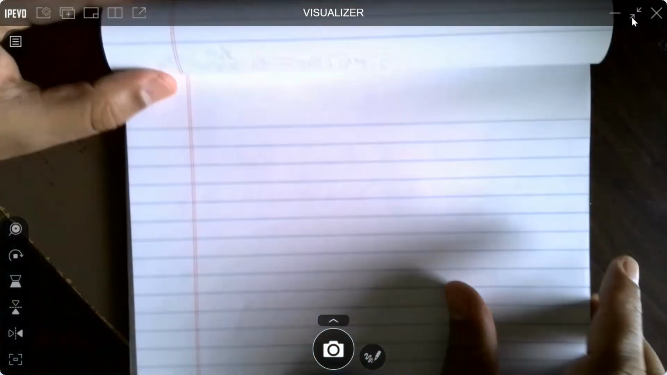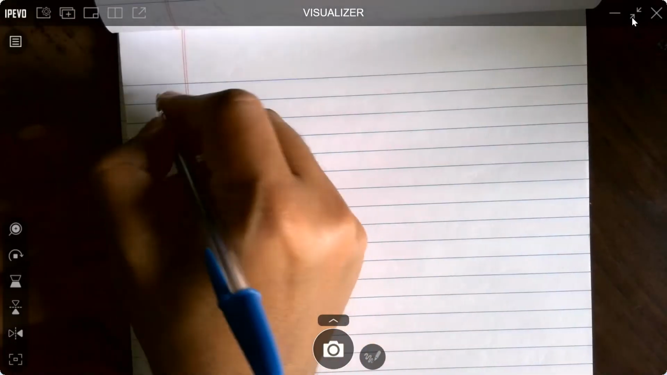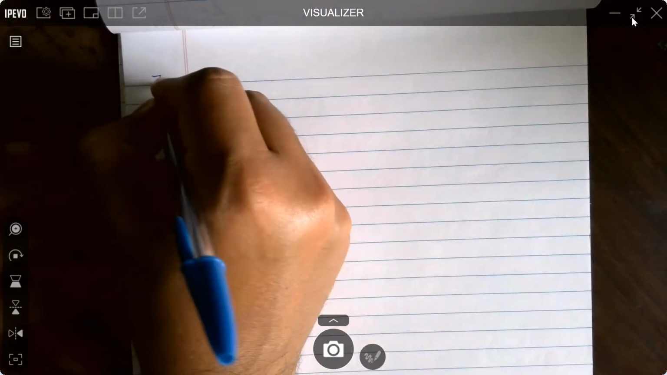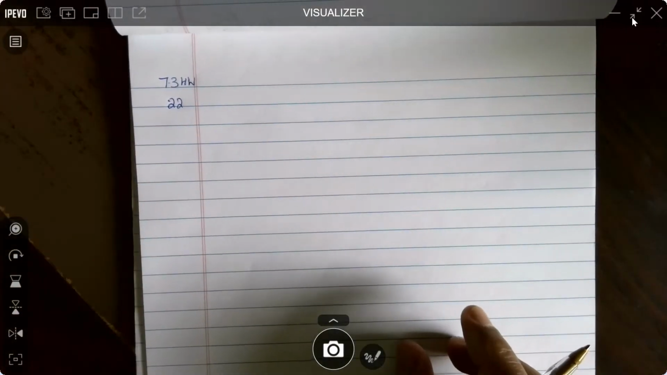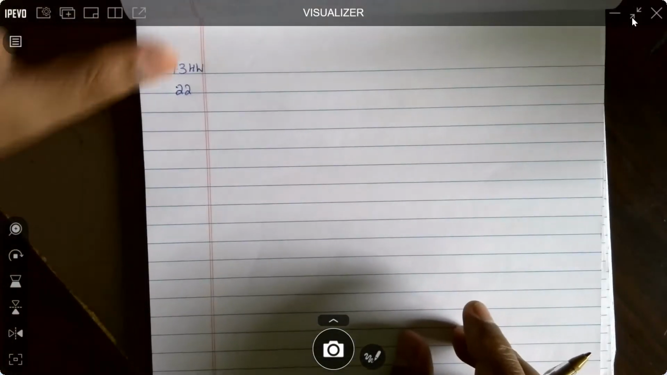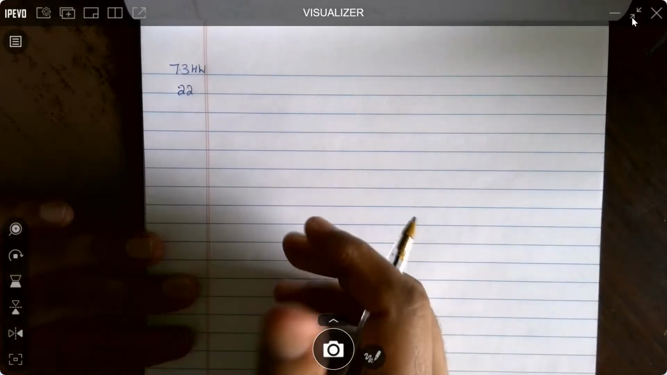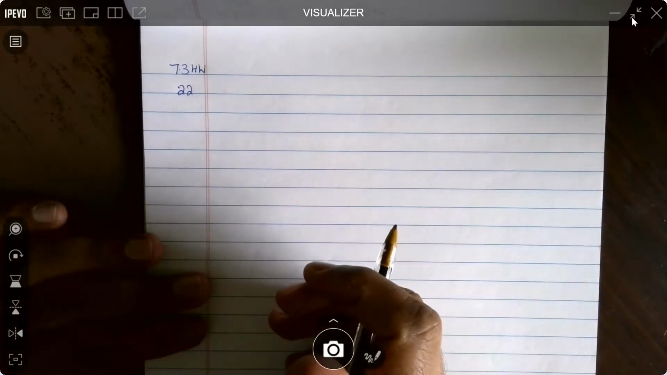I'm going to work on problem 22 from section 7.3 homework. Now, one of you asked me about it, so I'm going to show you how to go through the problem.